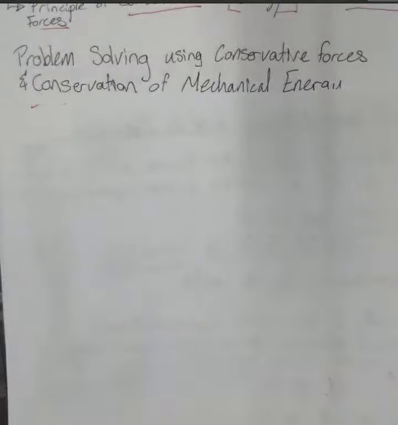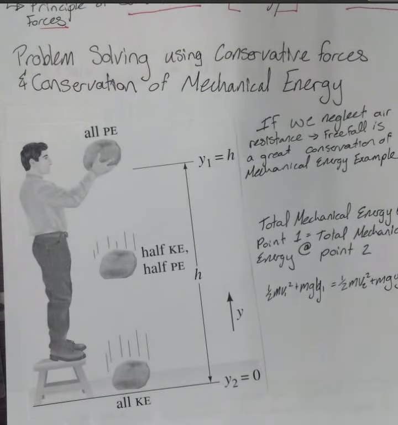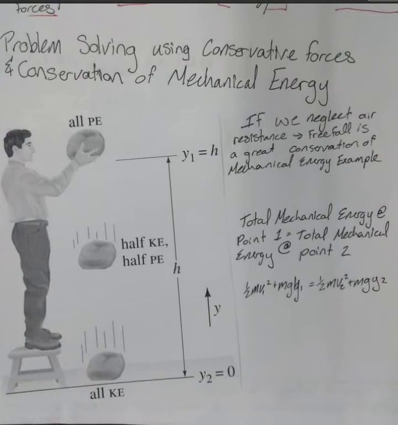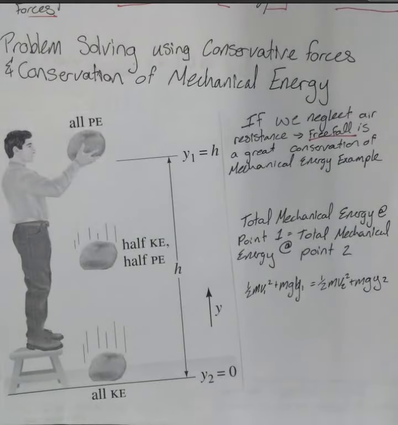So let's go ahead and take a look at problem solving for conservation of mechanical energy. And we're going to start with a super simple system. Our super simple system is an object in free fall. The reason that we can consider this a simple system to analyze the conservation of mechanical energy is that if we neglect air resistance, then there's only one force acting, and that force is gravity. And that's why we call it free fall. And gravity, we know, is a conservative force.